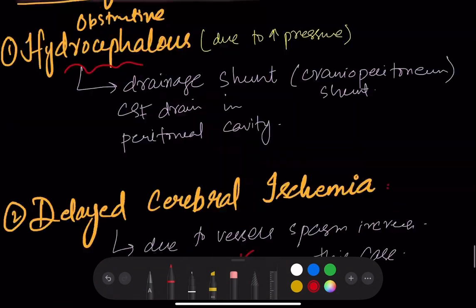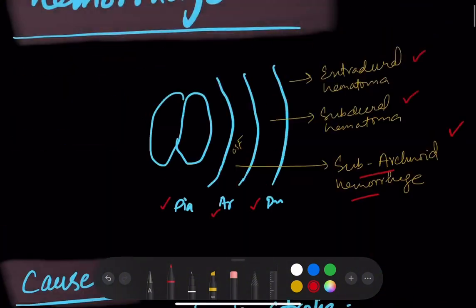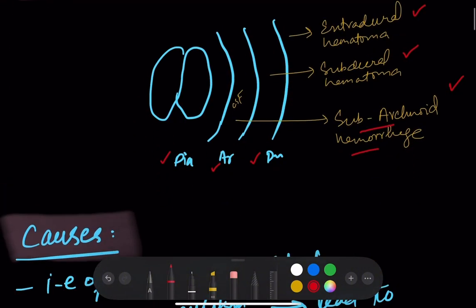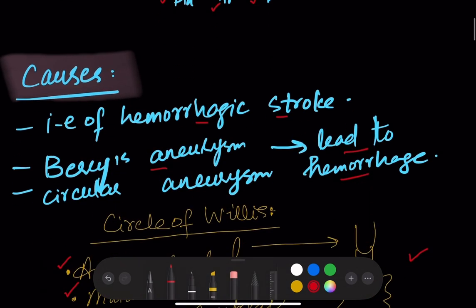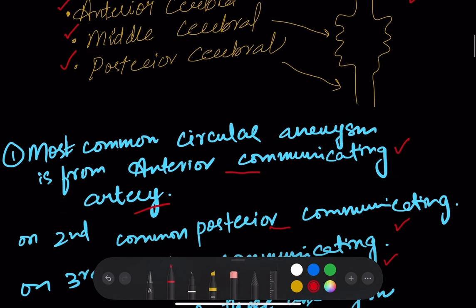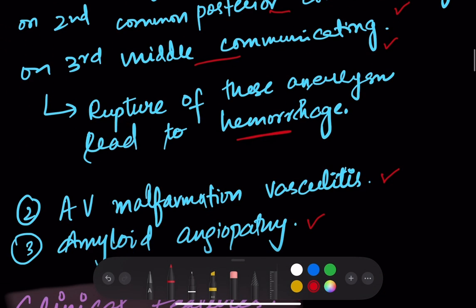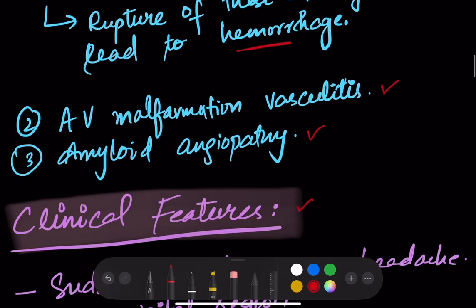So we have discussed the case of subarachnoid hemorrhage, how it occurs. When the hemorrhage occurs between the arachnoid and pia mater, this is subarachnoid hemorrhage, and these are the causes. There is hemorrhagic stroke, and there is aneurysm and circle of Willis aneurysm. And the most prone arteries are the anterior communicating artery, posterior communicating artery, and middle cerebral artery. Also, AV malformations and amyloid angiopathy.